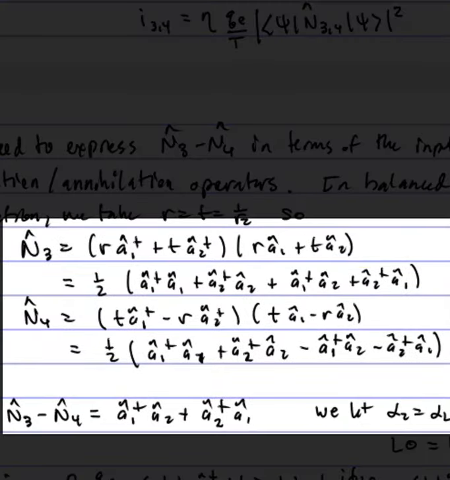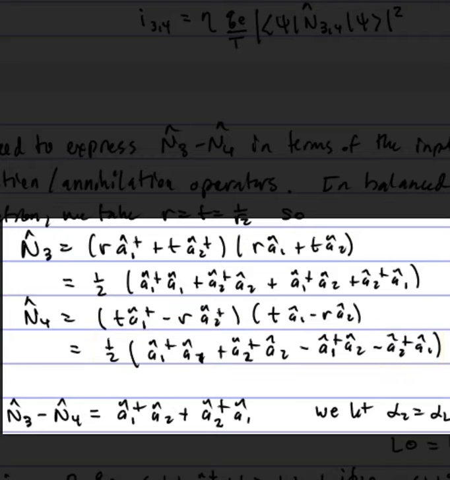What we find is n3 is equal to r a1 dagger plus t a2 dagger multiplied by r a1 plus t a2. You notice here that the number operator exactly transforms as the E3 plus operator would transform. And we get a similar result for n4. When we multiply that out, we're going to get 1/2 a1 dagger a1 plus a2 dagger a2 plus a1 dagger a2 plus a2 dagger a1 for the n3. And for the n4, because of the minus sign that's coming in under reflection coming from the glass, we get 1/2 a1 dagger a1 plus a2 dagger a2 minus a1 dagger a2 minus a2 dagger a1.